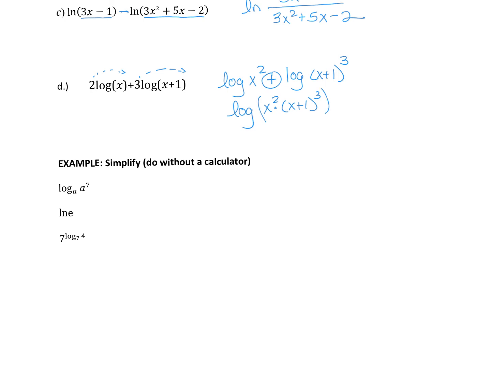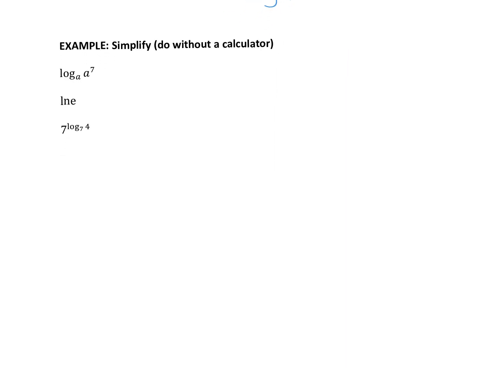So just a few additional examples. We should be able to simplify some things without a calculator. We talked about this rule earlier. Log base a of a to the 7th says, what power do you have to raise a to get a to the 7th? That should be 7.